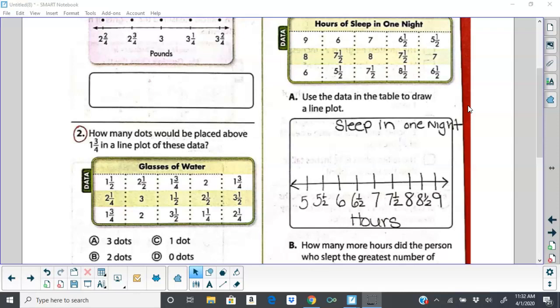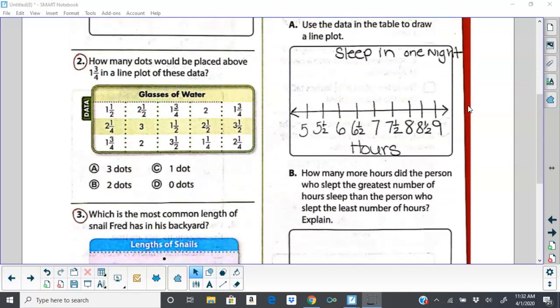So what you need to do is you need to copy that down, and then you need to plot the data by using either dots or X's. Part B, how many more hours did the person who slept the greatest number of hours sleep than the person who slept the least number of hours? Explain. And by explain, you can just show your work to explain.